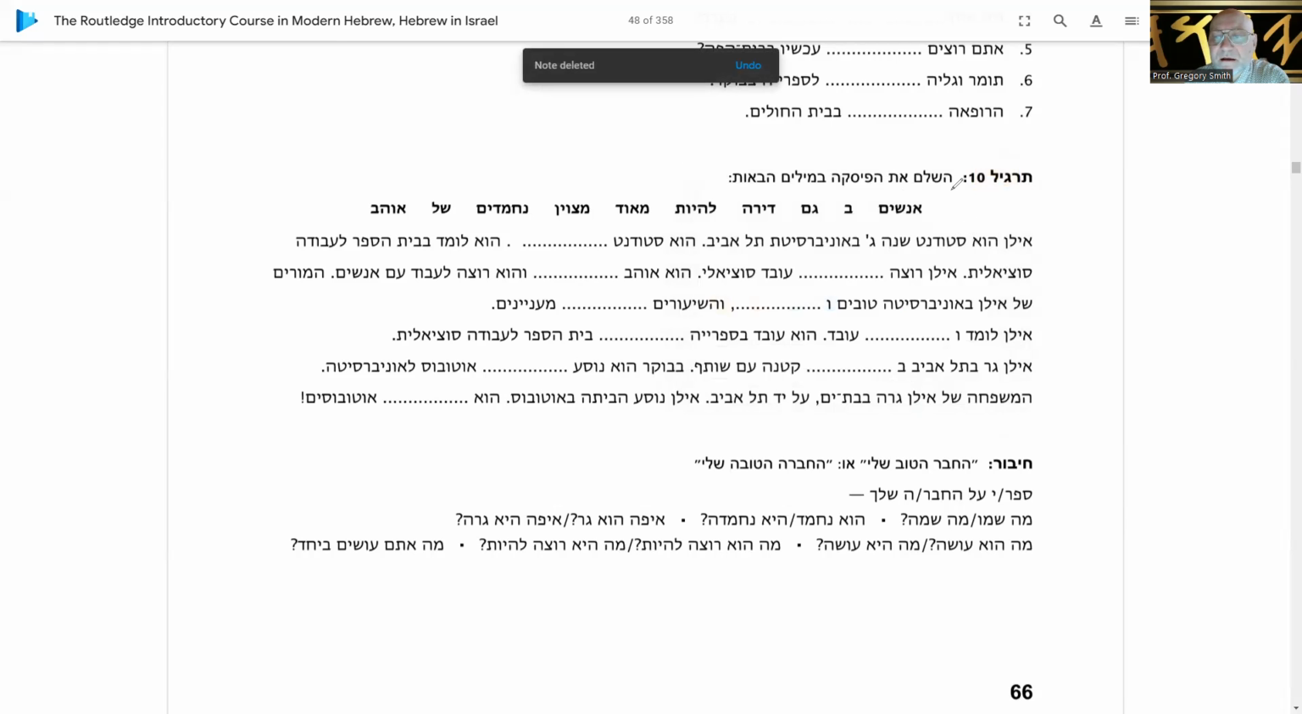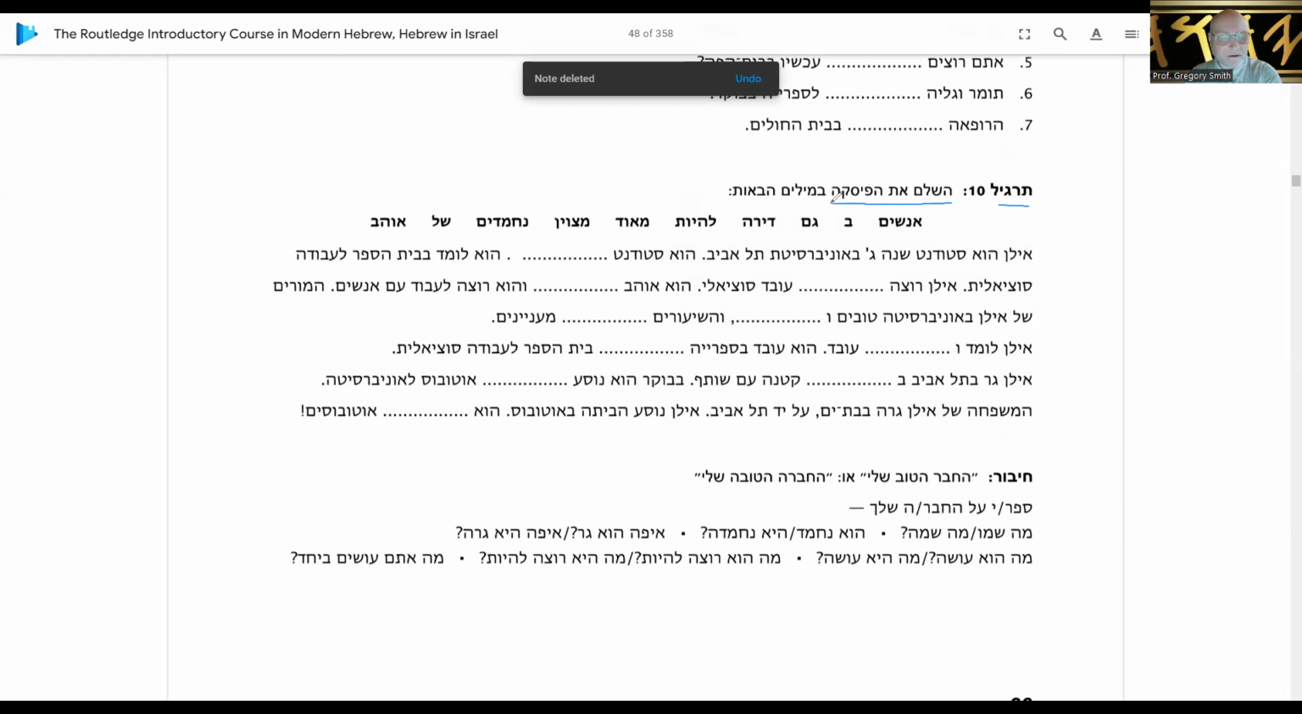Okay, so Targil 10, Hashlem et, this looks like a Hapiska. Hashlem et Hapiska, Bamilim, Bamot. Looks like Habaot. Yeah, complete the paragraph with the following words. השלם את הפסקה במילים הבאות.